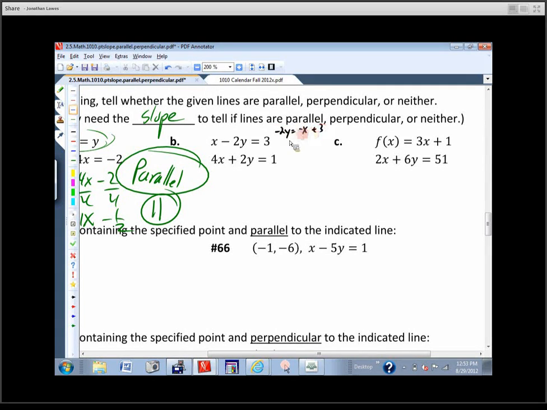Okay, if I move the x to the other side and divide by -2, I get y equals 1/2 x. Technically it would be -3/2. We don't really care about the halves there. And then on this one right here, if I move that over, I'd get 2y equals 4x plus 1. Divide by 2, I get y equals 2x plus 1/2.